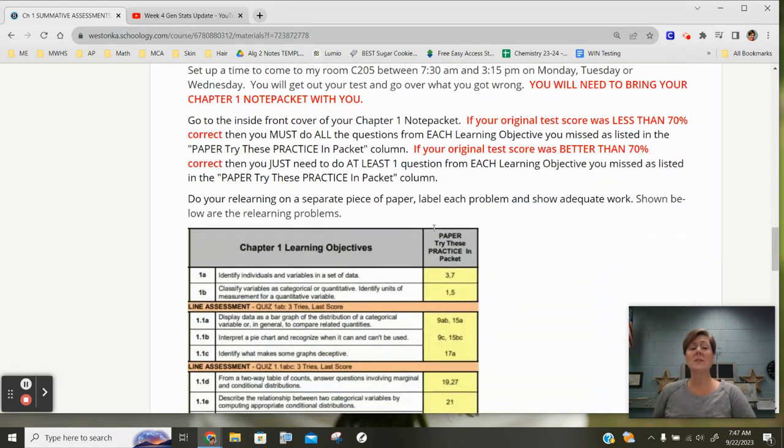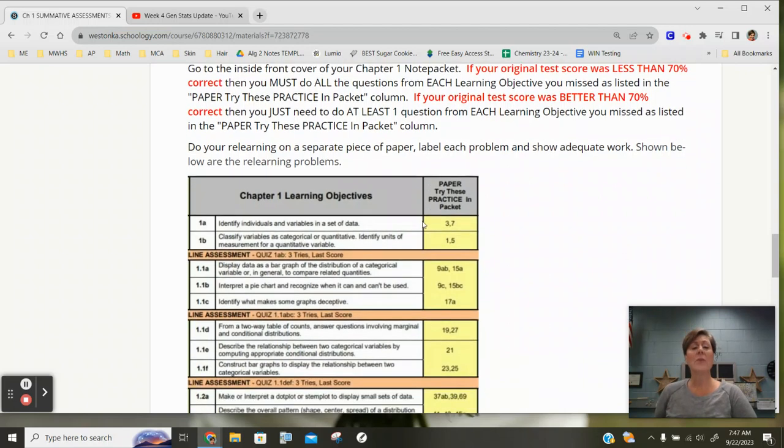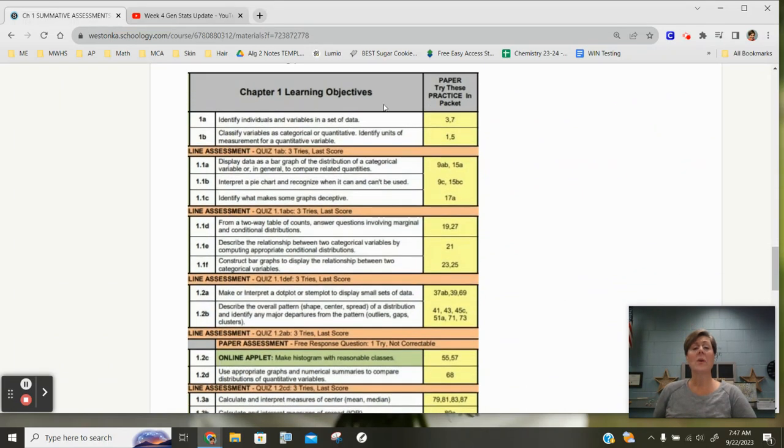Now, if it's free response you want to retake, if you read the process here, what you need to do on this one is come on in and get your chapter test. Bring your Chapter 1 packet with you. When you look at the front page of the Chapter 1 packet, you're going to see the learning objectives. What your goal is to do is this. Go through your test and look at the ones you got wrong. You're going to decide what learning objective topic is that for the problem you got wrong.